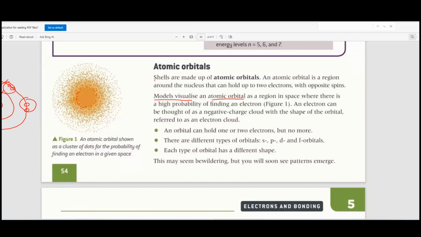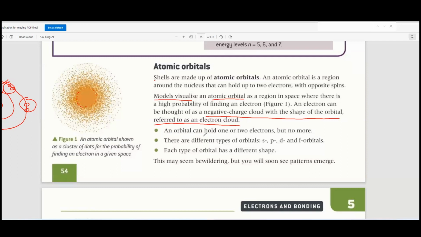An electron can be thought of as a negative charge cloud, with the shape of the orbital referred to as an electron cloud. So the shape of the orbital can be referred to as an electron cloud. Totally theoretical, nothing very complicated.